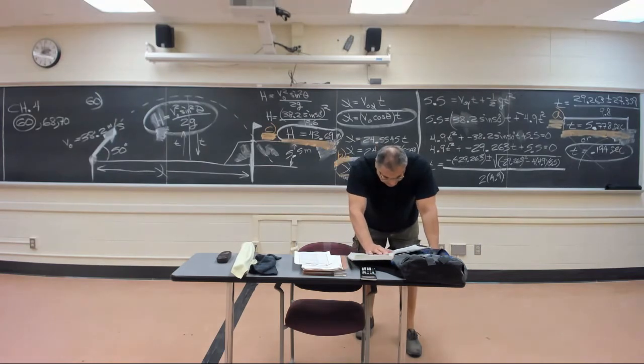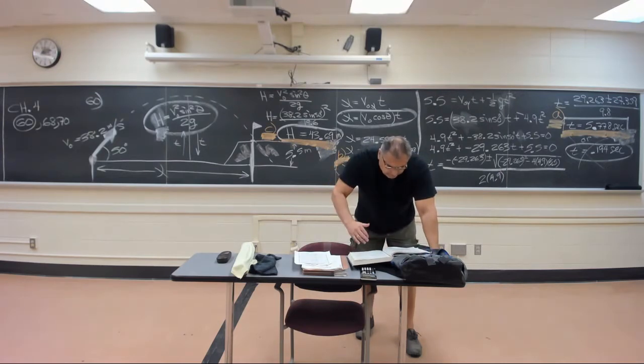For problem number 60, a golfer hits his approach shot at an angle of 50 degrees, giving the ball an initial speed of 38.2 meters per second. The ball lands on the elevated green, 5.5 meters above the initial position near the hole. 5.5 meters above in the vertical direction, 5.5 meters more vertically located than it was initially. And it stops immediately. There's A, B, C here for questions, you guys.